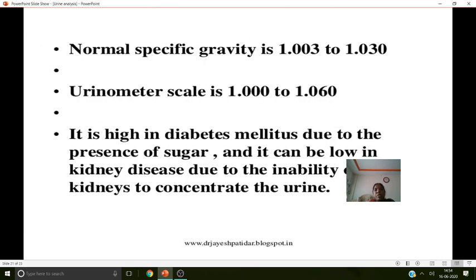Normal specific gravity, as I already told, is 1.003 to 1.030. The urinometer scale is 1.000 to 1.060. It is high in diabetes mellitus due to the presence of sugar, and it can be low in kidney diseases due to the inability of the kidneys to concentrate the urine. That is why we have to see the specific gravity of the urine.